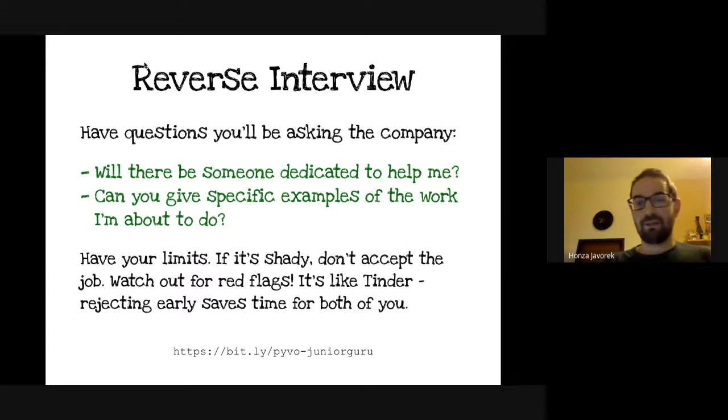Also, can you give specific examples of the work I'm about to do? Because as a junior, you don't have work experience with most of the stuff, and you might have different expectations. They can just tell you some keywords like, I don't know, you'll be a tester, but if they describe what your working day is going to look like, you'll better understand what the job is about. Maybe you will learn that coding is like 5% of the job and 95% is clicking somewhere, and you'll realize that that's not what you want to do.